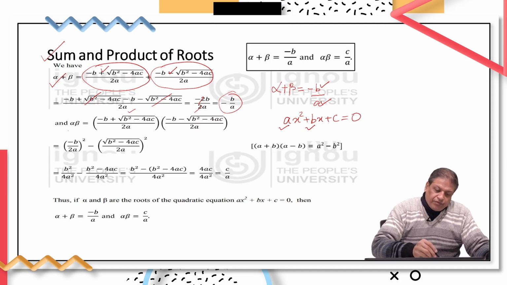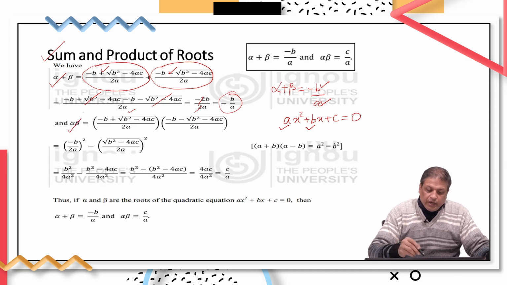On the same lines, if we multiply the two roots, alpha and beta, which are nothing but minus b plus root b square minus 4ac upon 2a and minus b minus root b square minus 4ac upon 2a, then by multiplying these two terms, because we have the identity a plus b into a minus b is equal to a square minus b square, applying this identity onto this expression, you will get this as the result. That is minus b upon 2a whole square minus root of b square minus 4ac upon 2a whole square.